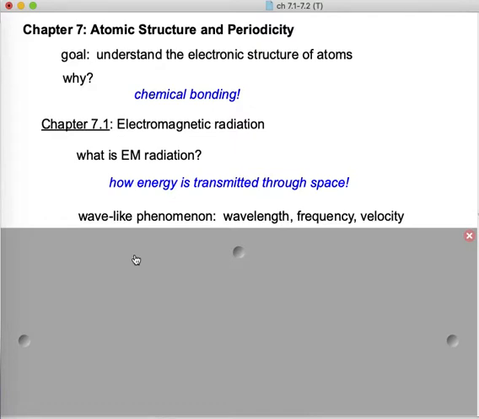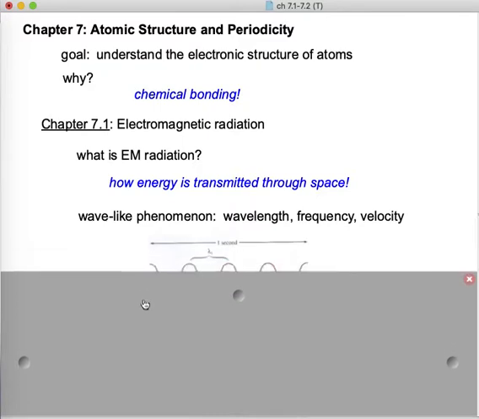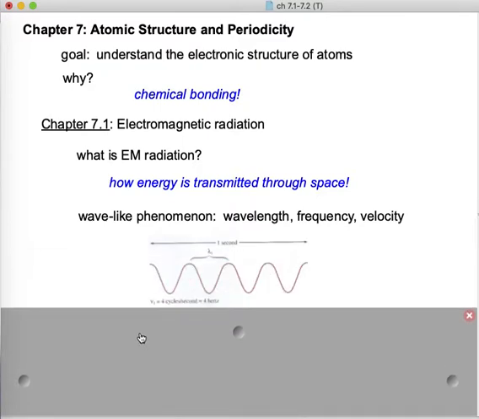All that we want to know is that, like any wave-like phenomenon, it is characterized by a wavelength, the distance between two peaks, the frequency, the number of peaks that cross a fixed point in a given time unit, and the velocity. And let's look at how these are related to each other. Here's an example of a wave traveling for 1 second. Lambda 1 shows the wavelength, the distance from peak to peak, and the frequency is 4 cycles per second, or 4 hertz.